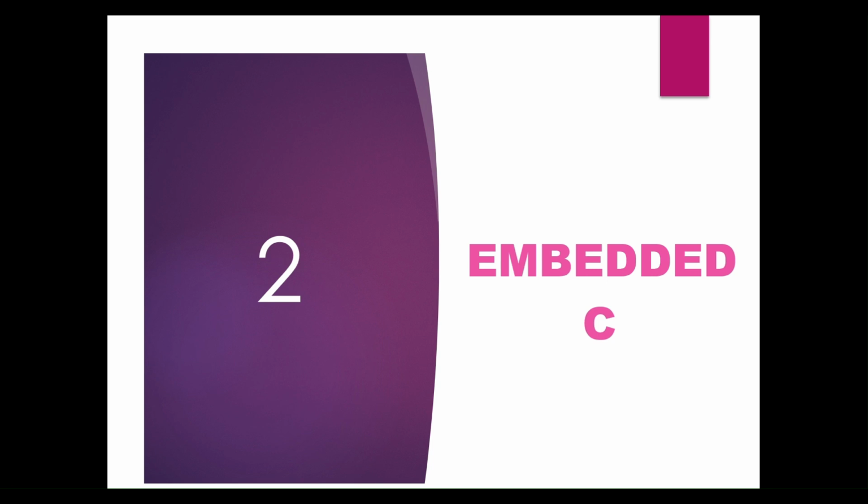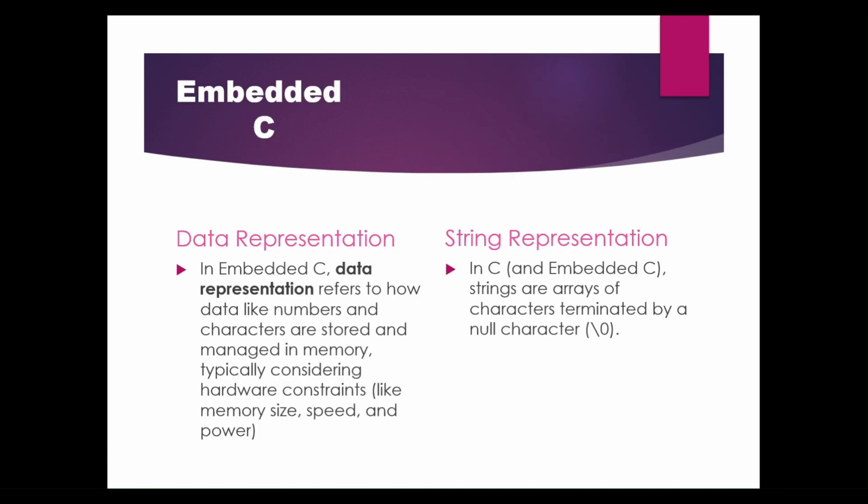Let's talk about embedded C. Embedded C contains data representation and string representation. Data representation in embedded C refers to how data like numbers and characters are stored and managed in memory, typically considering hardware constraints like memory size, speed, and power. String representation: in C and embedded C, strings are arrays of characters terminated by a null character, \0.